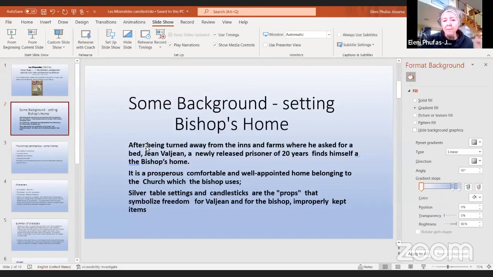I'm going to go forward. A little bit of background of the setting, but you've all read this, so I'm not going to spend a lot of time with these chapters. We know the background of the story of Jean Valjean. He was imprisoned unjustifiably for 20 years. He's out of prison now, penniless. He has been turned away from inns and homes. People have said, go away, we don't want to look at you. He's ugly, he's dirty, et cetera. And finally, he finds himself at the bishop's home. It's a comfortable bishop's home, and the door is open to him.